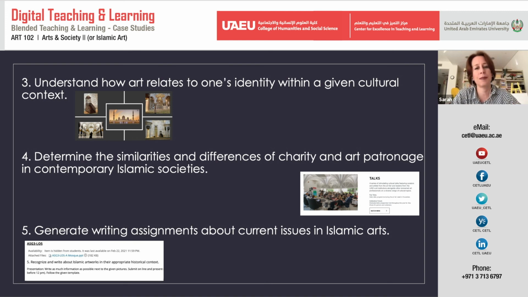Number 4 is to determine the similarities and differences of charities and art in contemporary Islamic societies. So this means that students should have talks or should be involved with the community. It is quite difficult right now because, before, we actually brought them to museums. At least twice per term we went to local museums, not the Louvre, but mostly the Manarat al-Saadiyat, because there are lots of contemporary exhibitions.